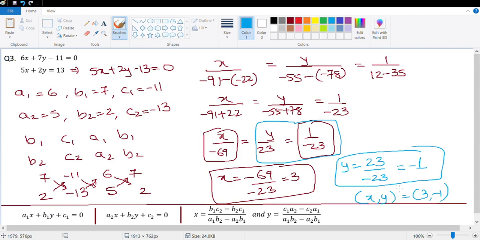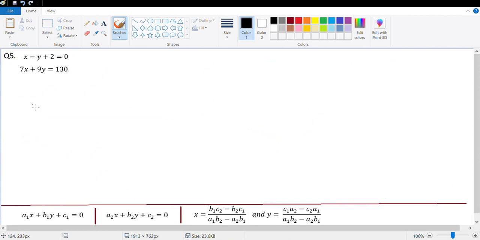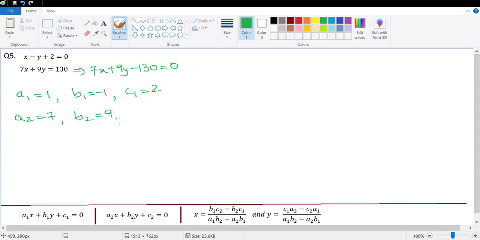I hope this concept is far more clear now. I am sure the next question that we do, we'll be able to do it much faster. Let's look at the next one. So in this case, again, not given in the correct order. So let's change it to 7x plus 9y minus 130 is equal to 0. I will not write the a1 b1 part. Let's quickly, okay, we'll still write it. One more question. So a1 is equal to 1, b1 is equal to negative 1, c1 is equal to 2. Next, a2 is equal to 7, b2 is equal to 9, and c2 is equal to negative 130.